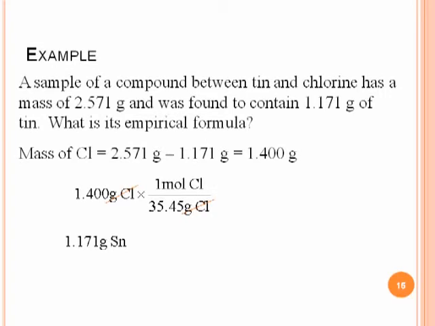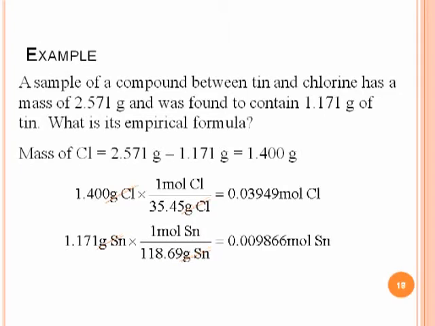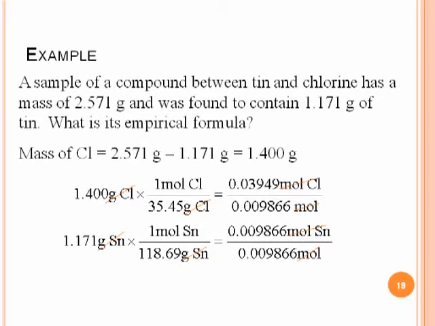Chlorine divided by 35.45, the molar mass of chlorine, and I will get 0.03949 moles of chlorine. Do that for the tin. Divide by 118.69 grams of tin per 1 mole, which is the molar mass off the periodic chart, and I get 0.009866 moles of tin. Divide both those by the smallest, which is the moles of tin. So we're going to divide them both by 0.009866 moles.